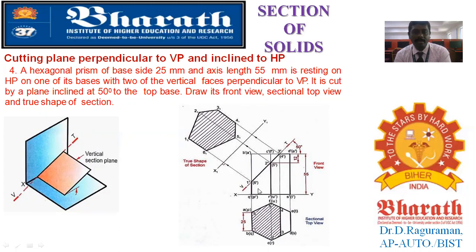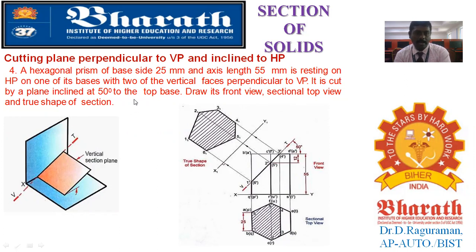If one of the faces is given parallel to VP, then you draw the corner point to the left side, and then one of the faces will be parallel to VP. Now it is given as two faces perpendicular to VP, so you proceed with your top view like this. It is cut by a plane inclined at 50 degrees to the top base, and also draw its front view, sectional top view, and true shape of section.